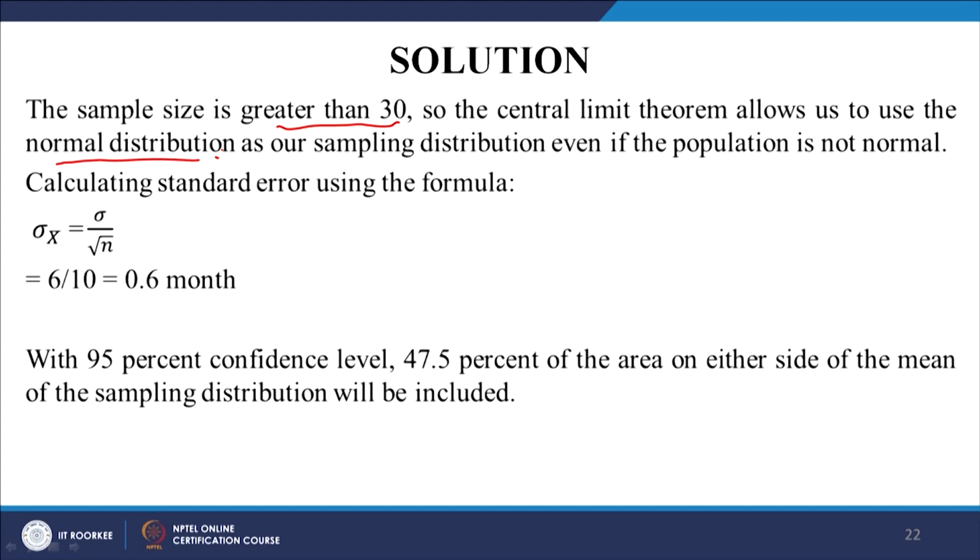So as it is more than 30, we are using a normal distribution as a sampling distribution, even if the population is not normal. It does not matter. What it means is the sample size is greater than 30, so the central limit theorem allows us to use the normal distribution as our sampling distribution even if the population is not normal. The line is slightly not readable, but let us understand that we are using the normal distribution in this case. So how to calculate the standard error?